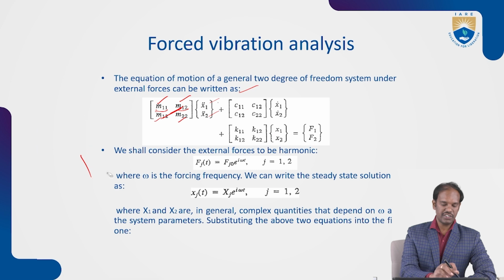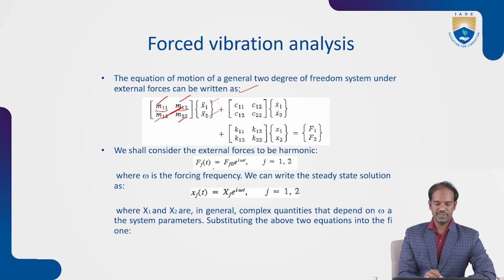From this consideration of external forces, we can write fj of t as fj naught e to the power of i omega t, with j equals 1 and 2, where omega is the forcing frequency. We can write the steady state solution xj of t as Xj e to the power of i omega t.